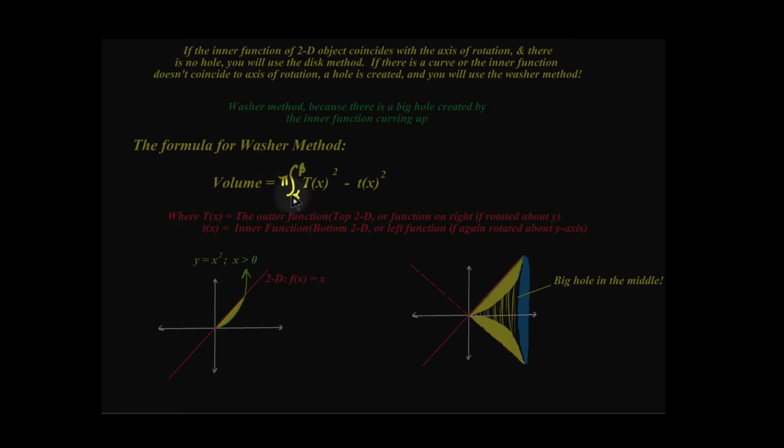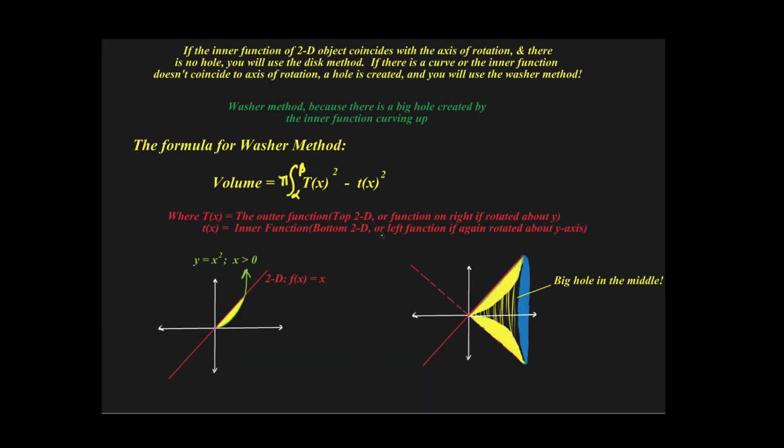is given by pi times the integral from alpha to beta of big T of x squared minus little t of x squared, where big T is the top or right function two-dimensionally. So in this case, it would be y equals x. And then the little t of x is the inner function, so that would be x squared. All right? You'll get the hang of this if you practice enough, as always.